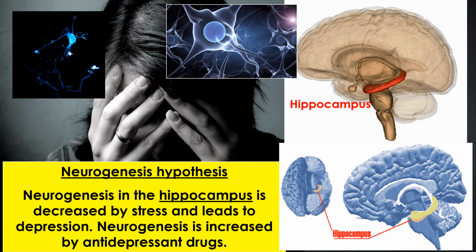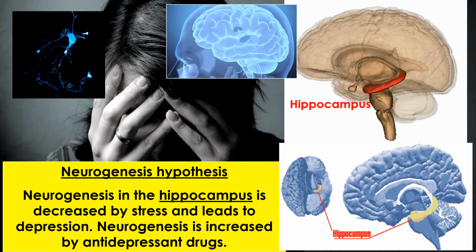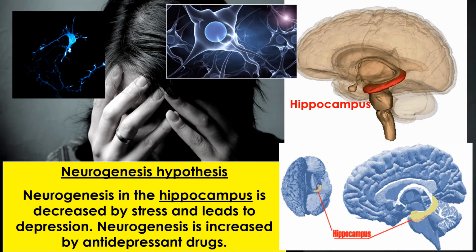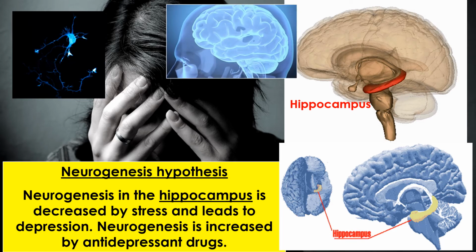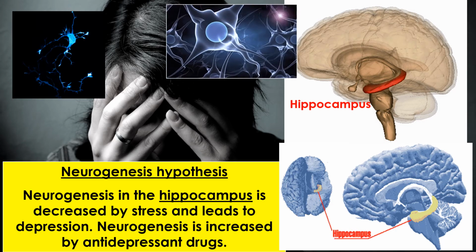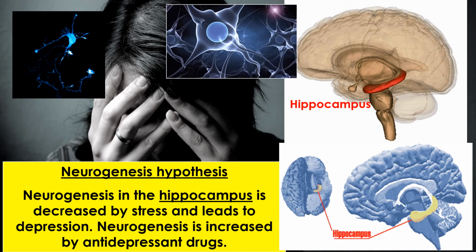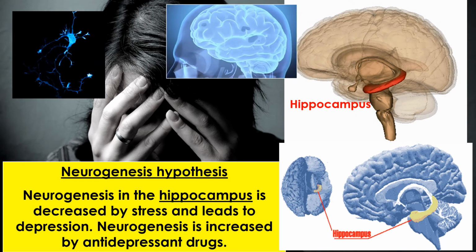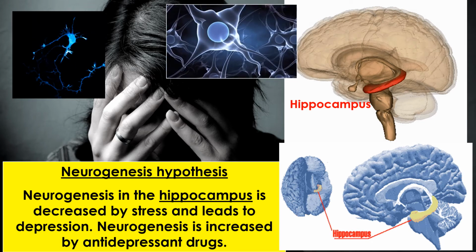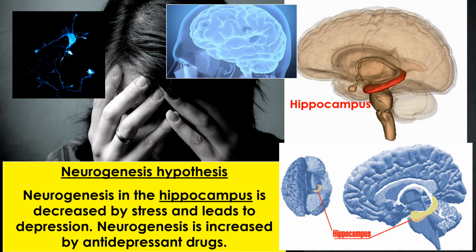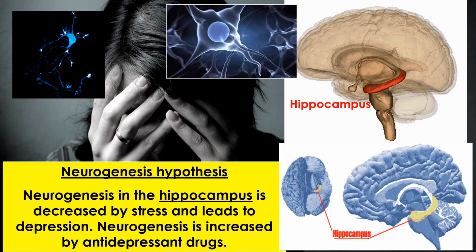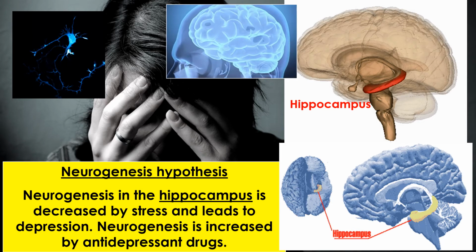And this happens in several parts of the brain, but especially in an area called the hippocampus. And the hippocampus is important for learning and memory. And it turns out that the hippocampus does make new cells every day that help us learn and remember. And when you're depressed or have stress, this neurogenesis process tends to stop or decrease.